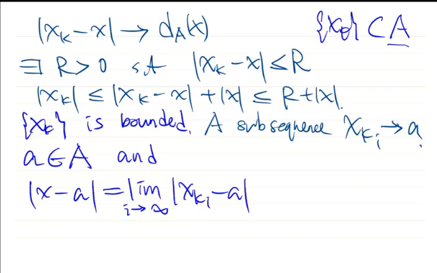But at the very beginning of this page, we know that the distance from xk to x converges to dAx. And here, the norm of xki minus a is a subsequence of this convergent sequence of real numbers. So it must have the same limit. So we find a point small a belonging to the set capital A, so that the distance from x to this small a is exactly the distance from x to the set A. Okay, this proves our result.